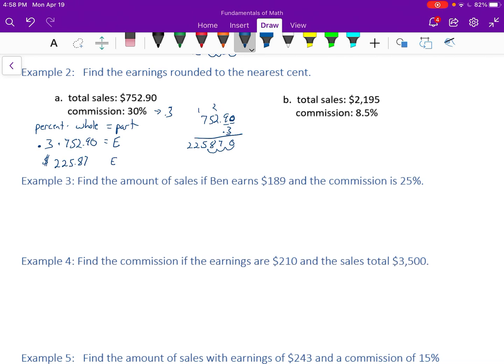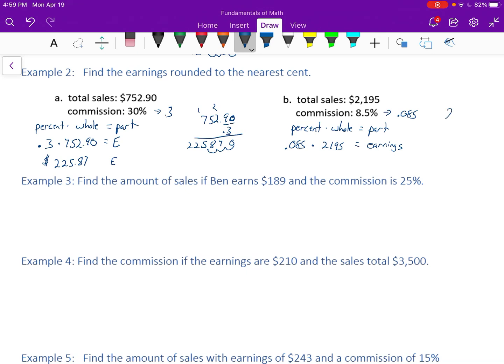More of the same. So we know percent. Should know this formula now. Percent times whole equals part. Percent, that we need to change to a decimal. Move the decimal over twice. 0.085. So 0.085 times the total sales, 2,195, is equal to the earnings. This time I wrote it out instead of putting an E. And now we just need to multiply.